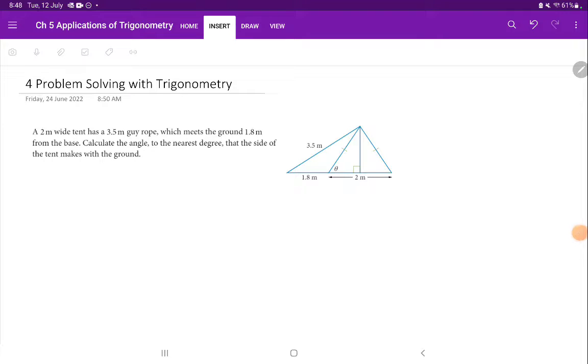Alrighty, today we're going to be having a look at some applications of trigonometry. So we've got a 2 meter wide tent, has a 3.5 meter guy rope, which meets the ground at 1.8 meters from the base. Calculate the angle to the nearest degree that the side of the tent makes with the ground. So in other words, we want to find this angle right here.